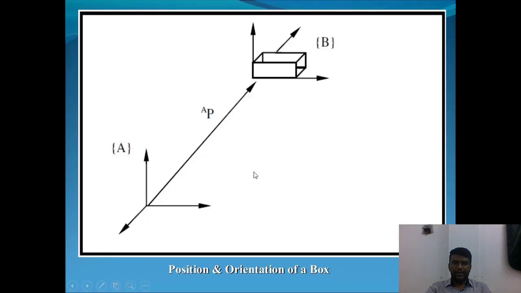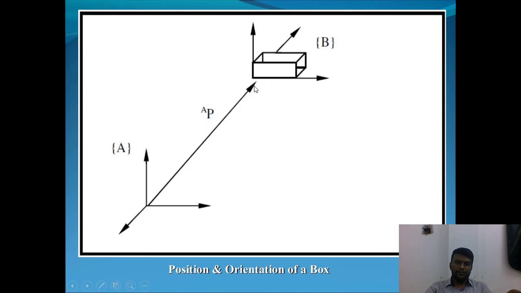To describe the orientation, we need another coordinate system. Here, suppose we have a box in frame B. So the frame that is attached to the box is frame B, while frame A is the fixed frame, and frame B can be rotating, can be translating, or it can be rotating and translating both.